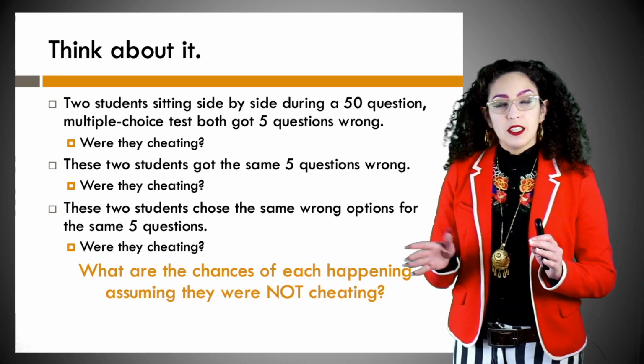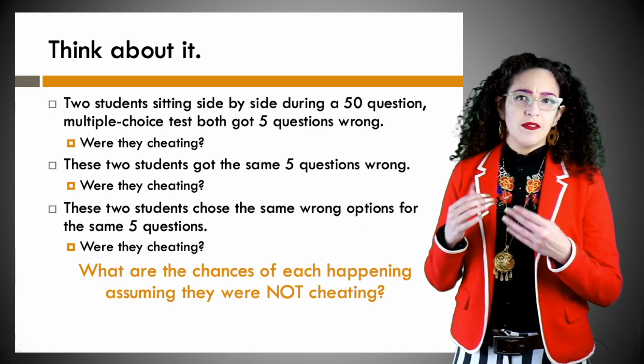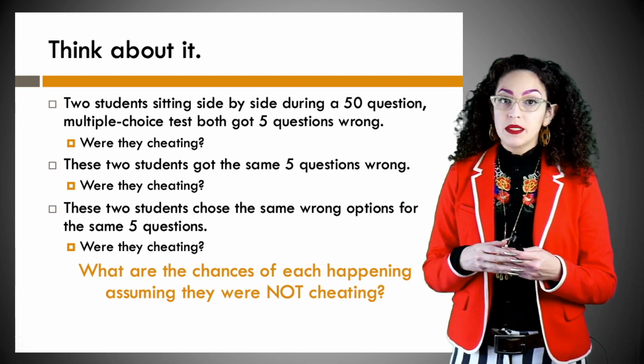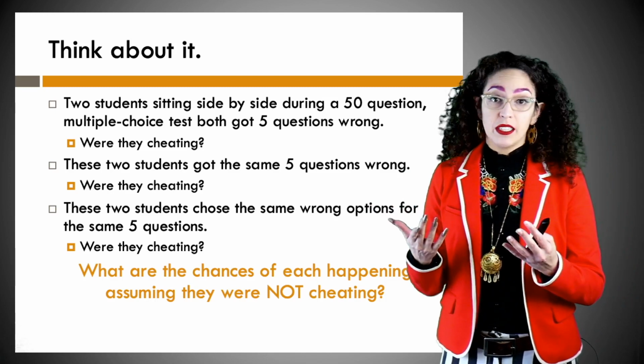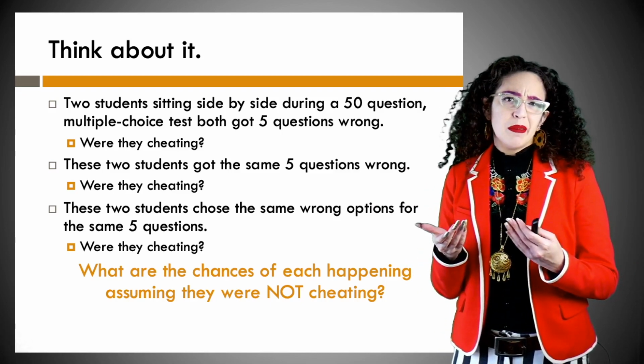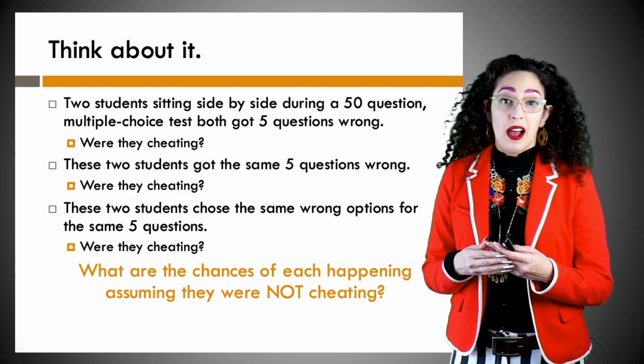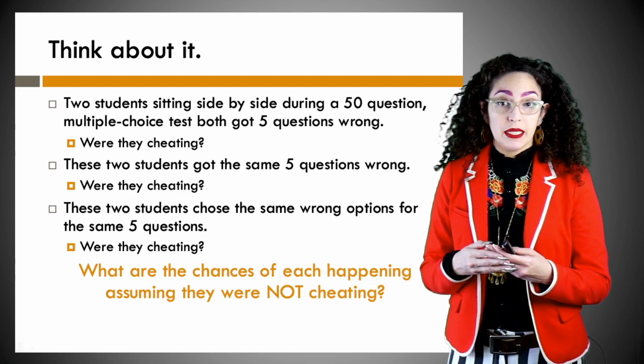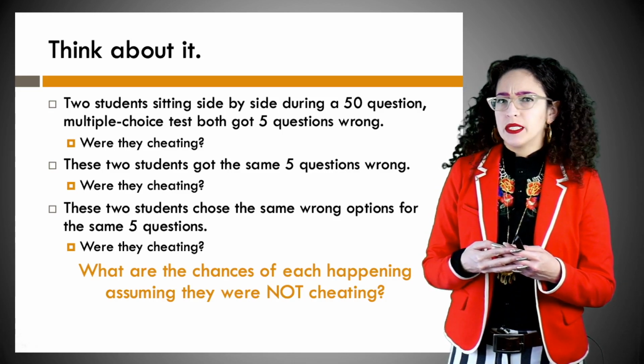Let's say that there are two students sitting next to each other. They take a 50-question multiple choice test, and they both get 5 of the questions wrong, 5 out of those 50. Do you think that they were cheating? Maybe, but I mean, it's not crazy to get 5 wrong out of a 50 multiple choice test. You might be asking, well, which ones did they get wrong?